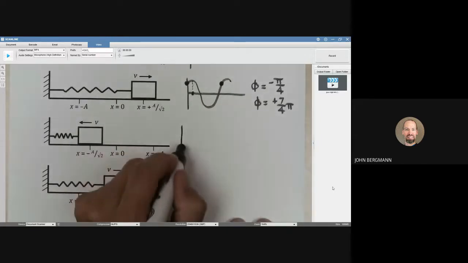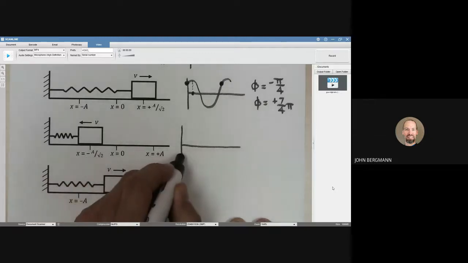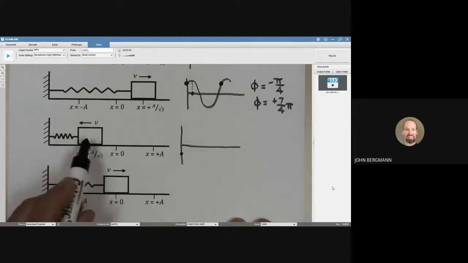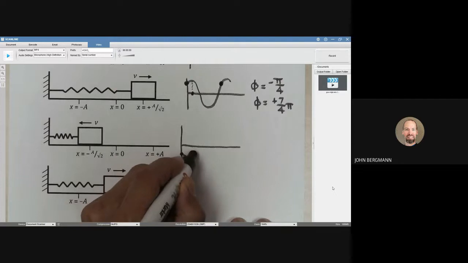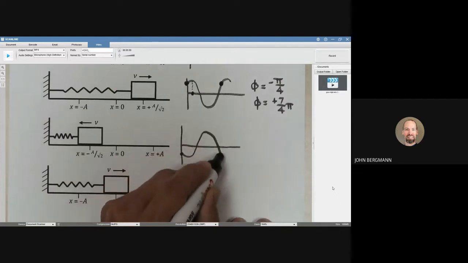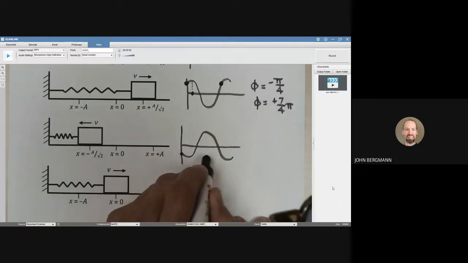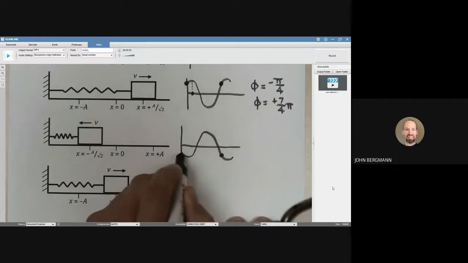Let's draw the graph. We're in the negative x region when we start. We're not at maximum negative, but we're negative. And which way are we moving? We're moving in the negative direction. So the slope here needs to be negative, like that. And then we're going to curve up like that. We've got that point, and then we are going to have that point right there. Those are the 2 points.